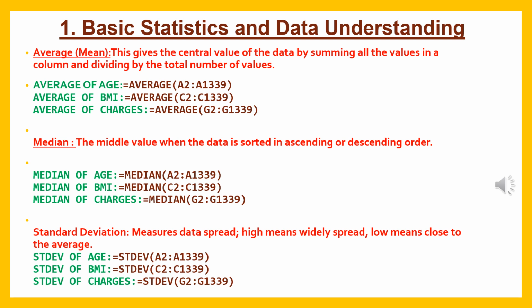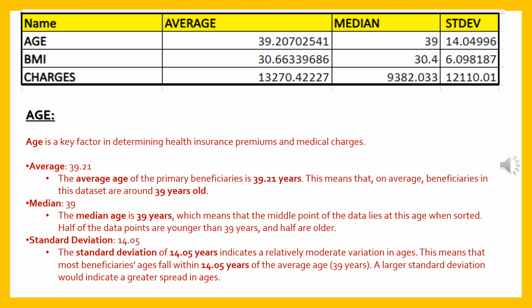So here I have used the average, median, and standard deviation formulas to calculate for age, BMI, and medical charges. Average is the mean. This gives the central value of the data by summing all the values in a column, then dividing by the total number of values. Median is the middle value, and standard deviation is a measure of the spread of data. After calculating the average, median, and standard deviation of age, BMI, and charges, we get these values.